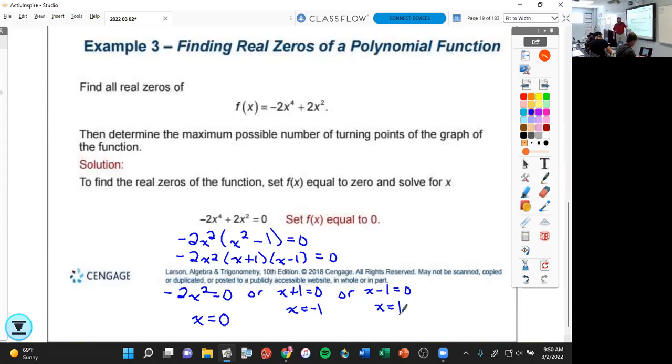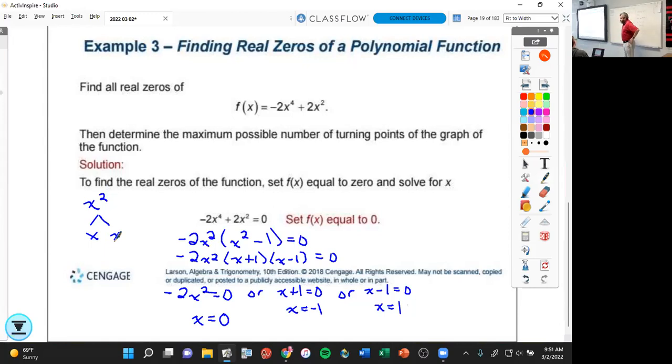Because really, doesn't x squared factor? x squared can be factored into x times x. So I really could say x equals 0, or x equals 0, or x plus 1 equals 0, or x minus 1 equals 0. The degree of the polynomial will tell you how many solutions it has, but they're not necessarily all real though. This one actually does have 4 real solutions. It just happens to be that one of them has a multiplicity of 2.